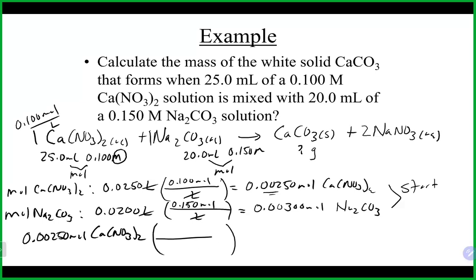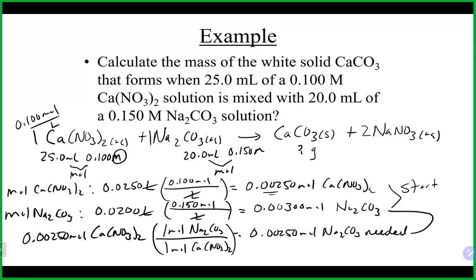And that's going to give me 1 mole of calcium nitrate gives me 1 mole of sodium carbonate. That means 0.0025 moles of sodium carbonate is needed. Again, that is the number I want to compare with how much I'm starting with. And in this case, do I have enough? I need 0.0025. I'm starting with 0.003. That means I have enough.